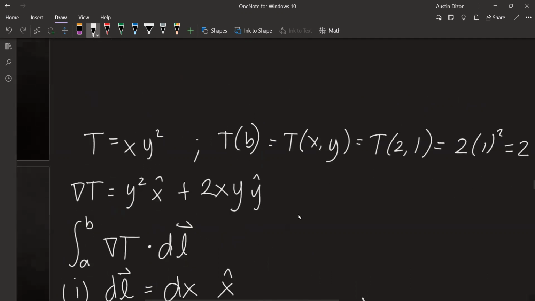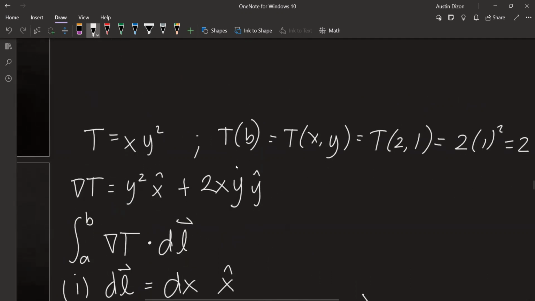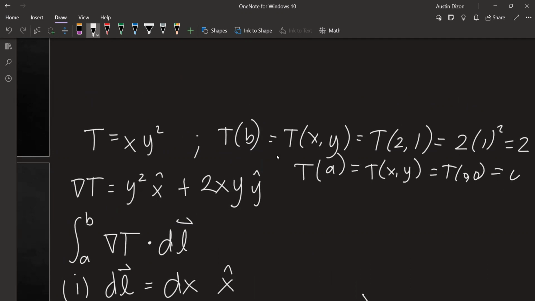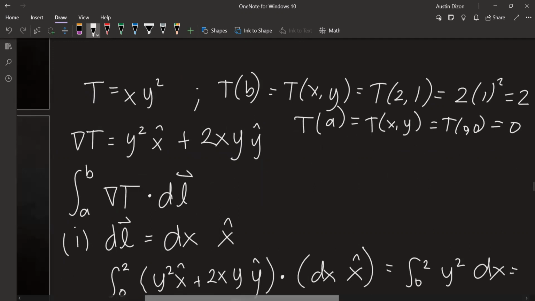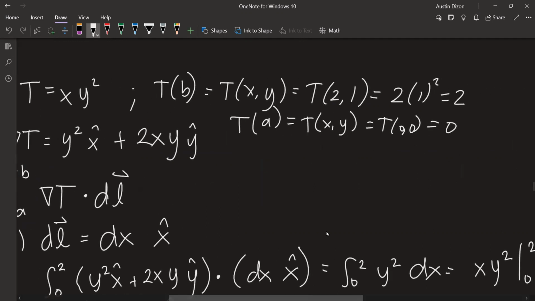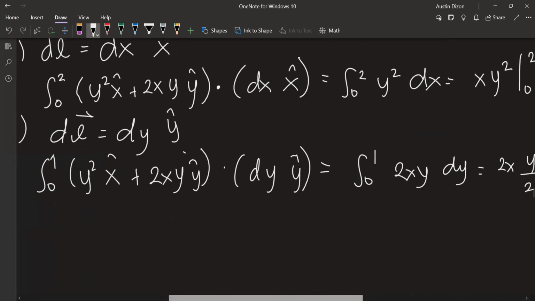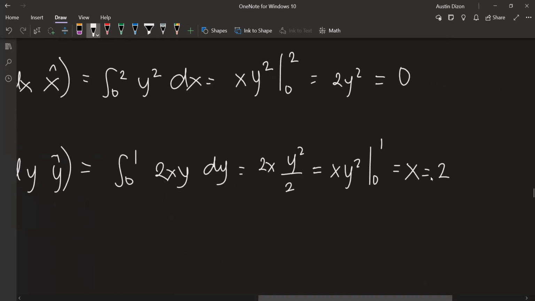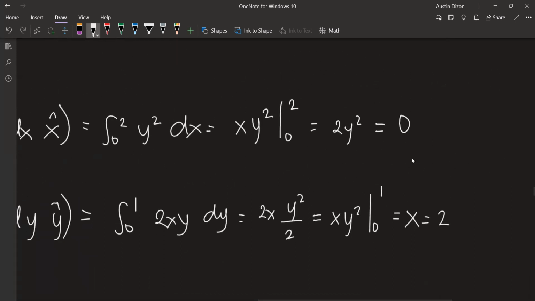Then T of A, yung TA mo, will be just T(x, y) ulit syempre. And this is just T(0, 0), which is just 0. So TB minus TA is just 2 minus 0, and that is 2. Okay? 2 minus 0. Same, di ba? So gumagana, no?